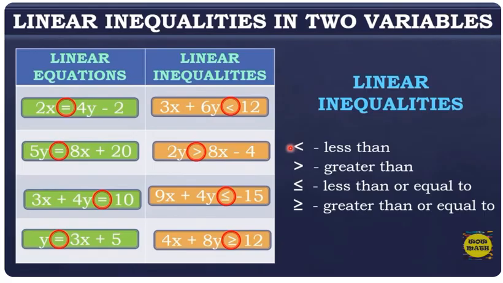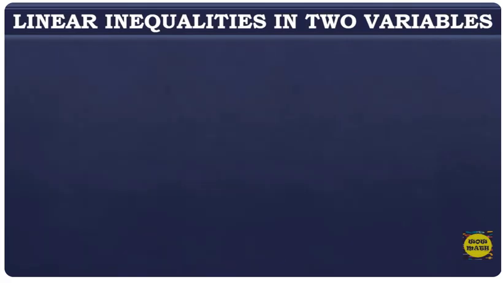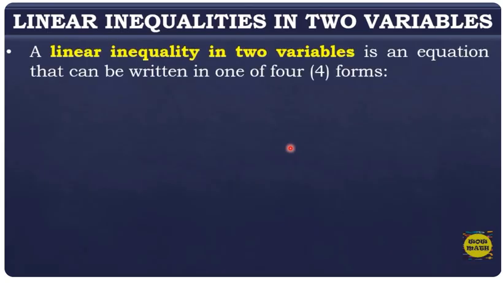Okay. So, let's tackle more about linear inequalities in two variables. A linear inequality in two variables is an equation that can be written in one of the four forms. So, meron siyang apat na symbols o apat na equation na pwede mong isulat into four forms.